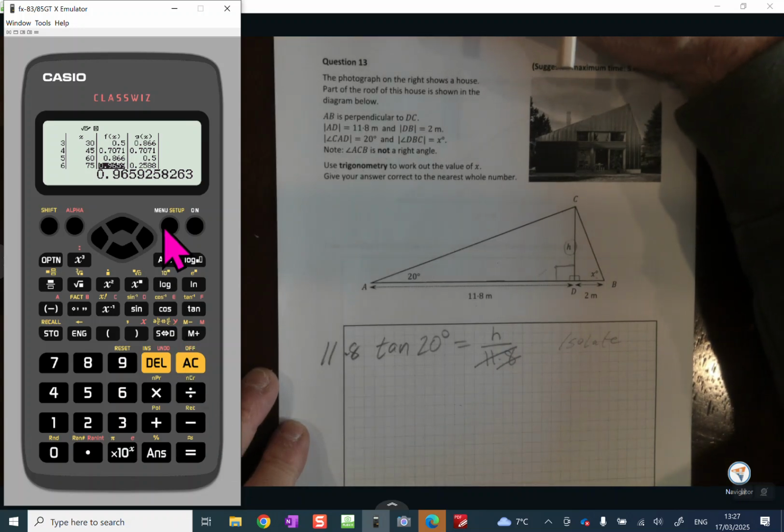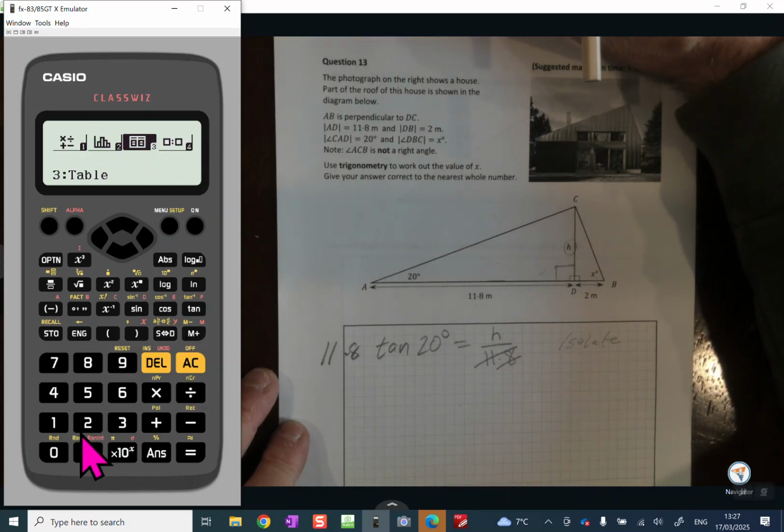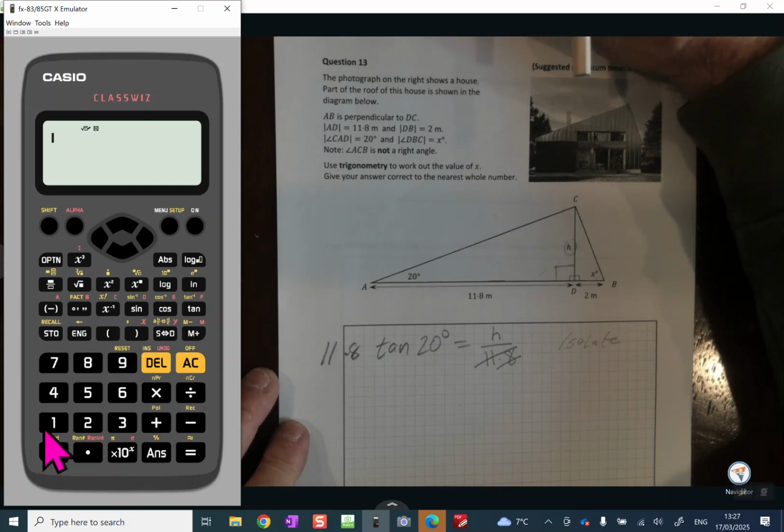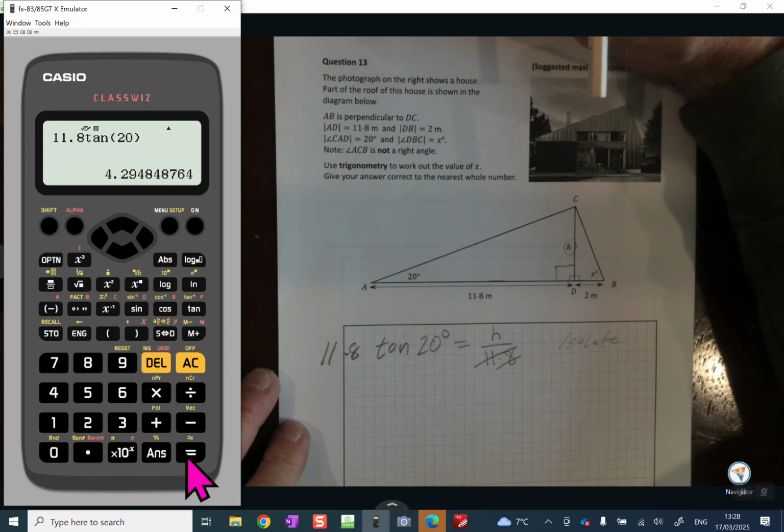So I'm in a different mode now. I want to switch back to computation mode. Okay, and I'll go ahead now and key this in, which is 11.8 times tan. I don't need a multiplication symbol. Oh, I've got a load of tans there now. Sorry, there's something slow on my computer. Let's slow things down now. Tan. Okay, and 20 degrees, 20. Close the bracket and we'll evaluate that.